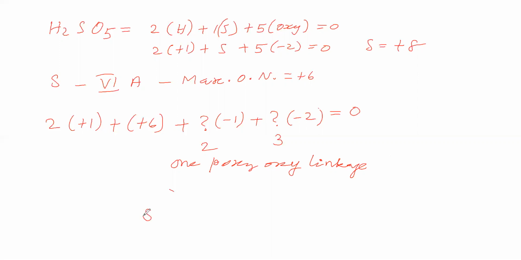We will write sulfur. One peroxy linkage we will write: O single bond O. Out of 5, 2 oxygens are over. The remaining 3 oxygens we have written. And 2 hydrogens are there. We have to understand which atoms the hydrogens bond with. The experiment says H2SO5 is dibasic.